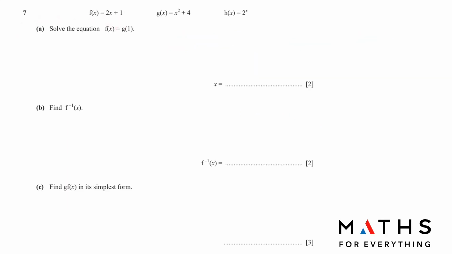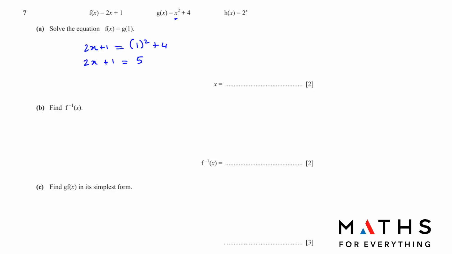Question number 7 is a function question. The same question I've also solved when I've explained about functions. Let's solve this now. We have been given f of x, g of x, and h of x. Solve the equation f of x is equal to g of 1. Write f of x, which is 2x plus 1, and g of 1 means wherever there is x, we are going to substitute and write 1.